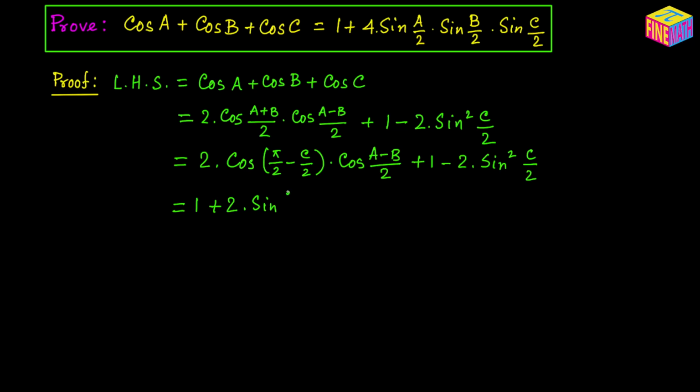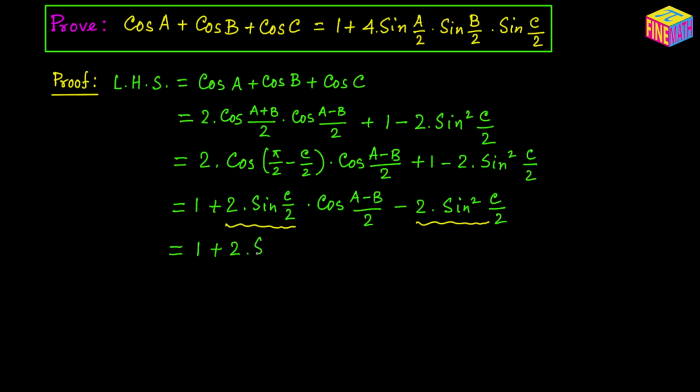That's the complementary ratio. Times we have cosine of (A minus B) over 2, and then we have minus 2 times sine squared of C over 2. And from here you can see we have some common factors. We have 2 times sine of C over 2, that can be taken out as a common factor from both of the terms. So this can be written as 2 times sine of C over 2 times, from the second term here we are going to be left with cosine of (A minus B) over 2 minus sine of C over 2.